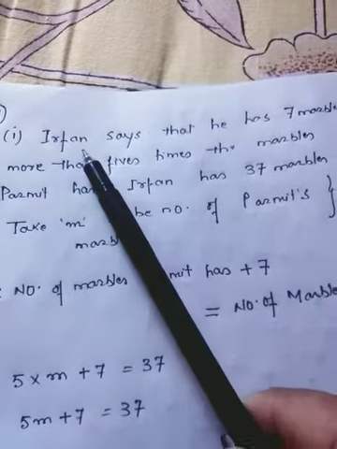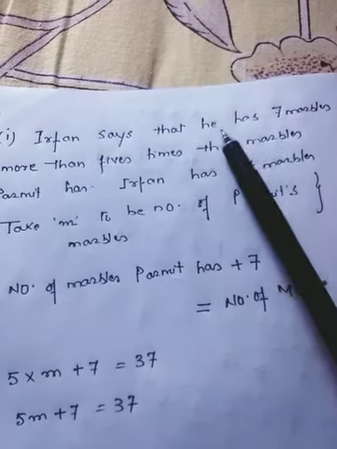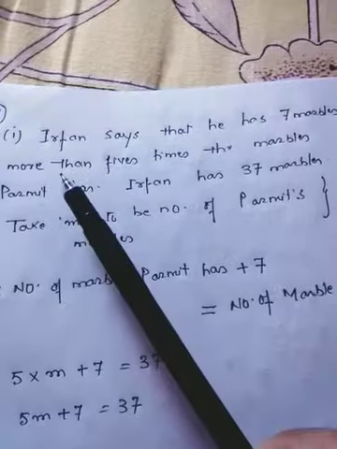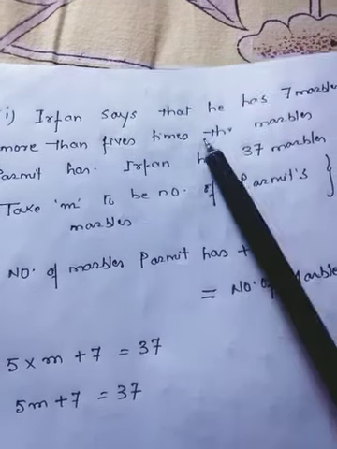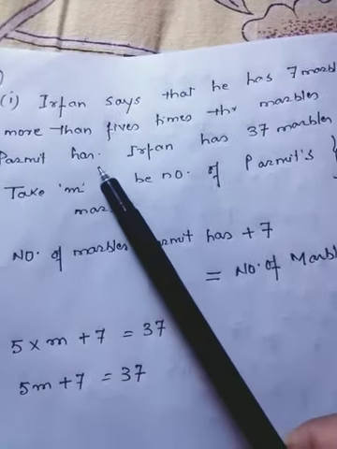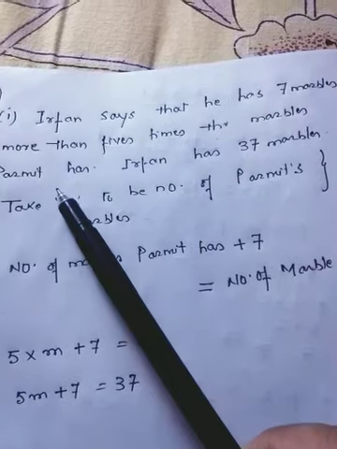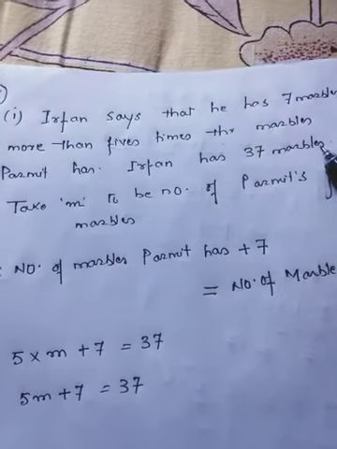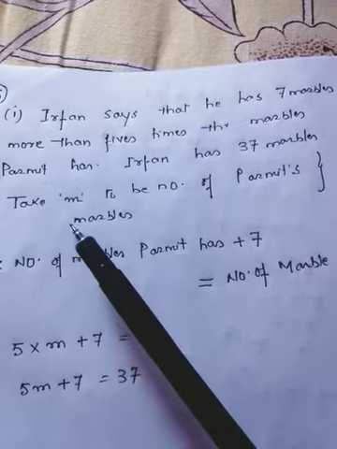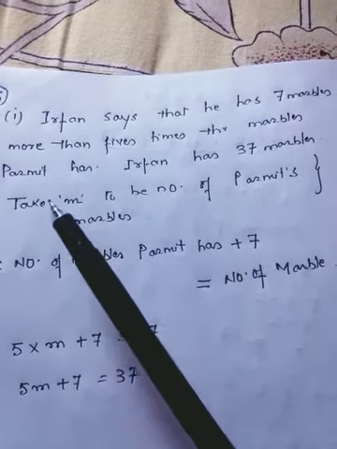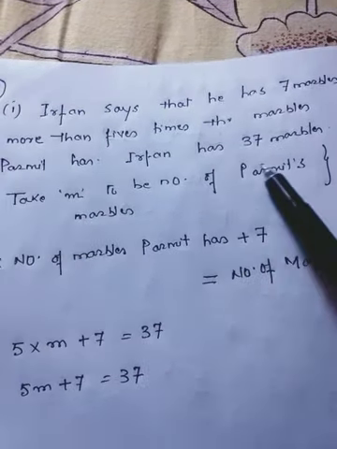See, Irfan says that he has 7 marbles more than 5 times the marbles Parmit has. Okay, this is the statement given. Now Irfan has 37 marbles. Now what do we have to find out? We have to frame an equation. Take m to be the number of Parmit's marbles.